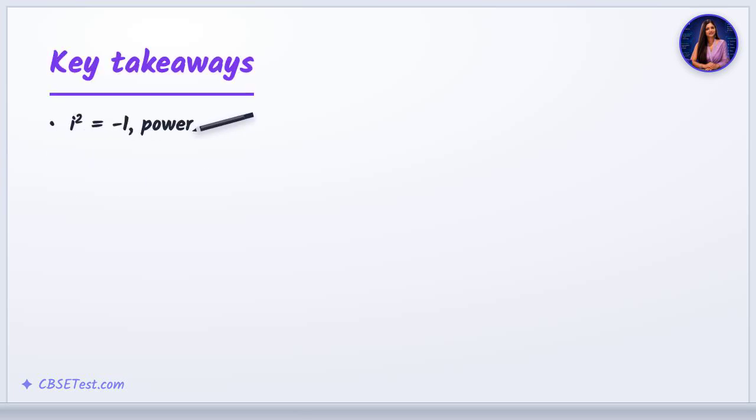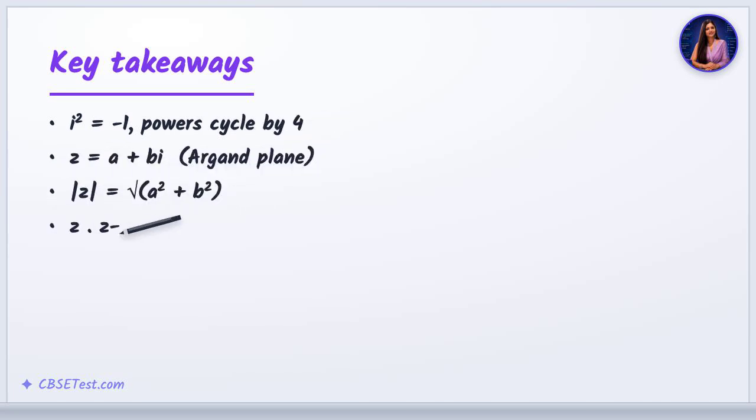To recap, i squared is -1 and its powers cycle. A complex number is a + bi on the Argand plane. The modulus is root a squared plus b squared, and z times its conjugate is the modulus squared.